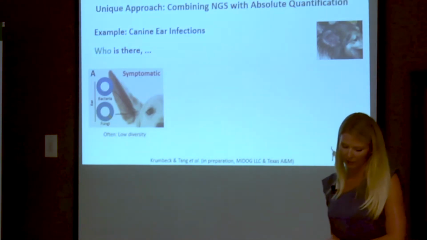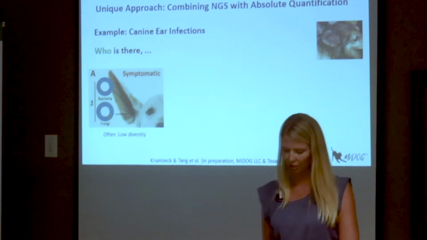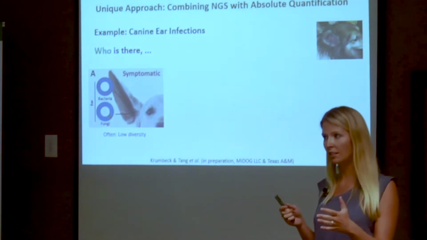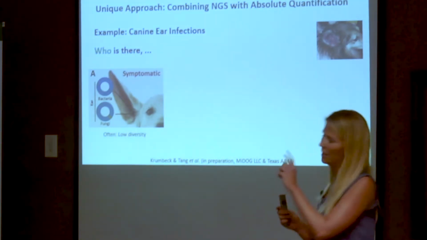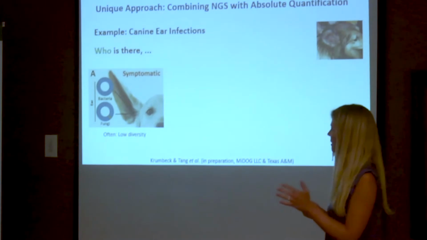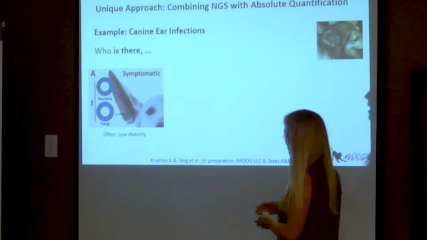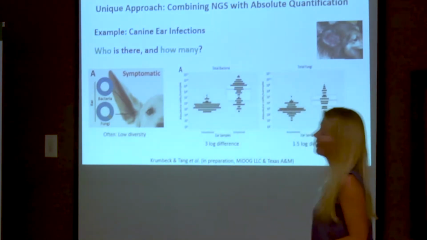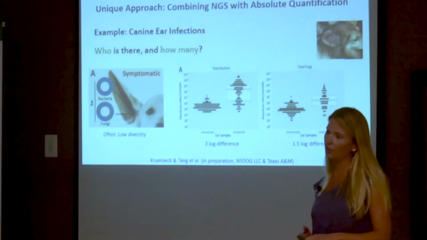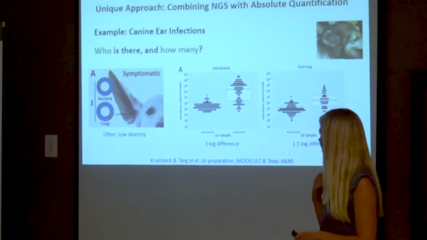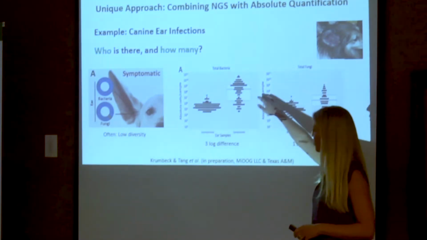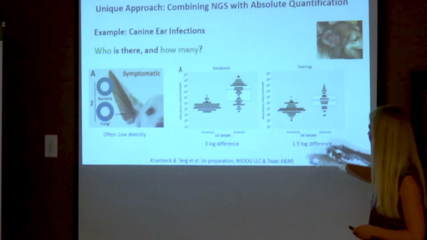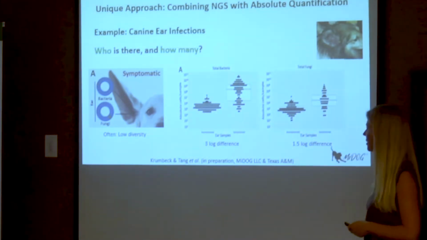And then on top of that, we're using a unique approach that most papers don't currently use, which is combining the relative abundances, so the pieces of the donut, with absolute abundances. So we already know who is there, and we know there's a lack of diversity, but it also matters how many are there. And we looked at hundreds of dogs, in this case for ear infections, and we saw that the total bacteria amount is 3 logs higher than in healthy dogs. And for fungi, it's still 1.5 logs higher.